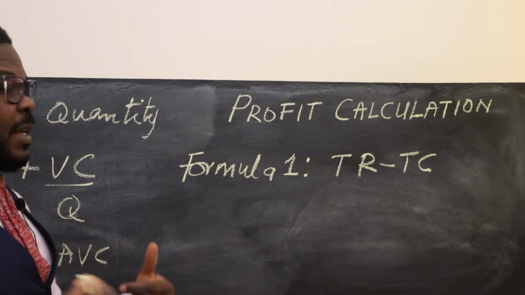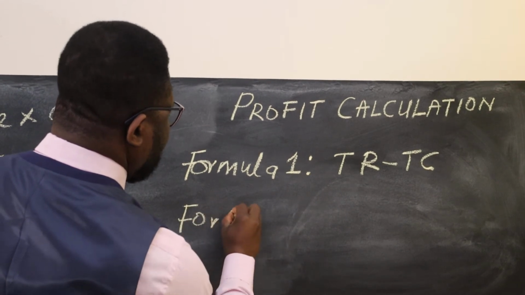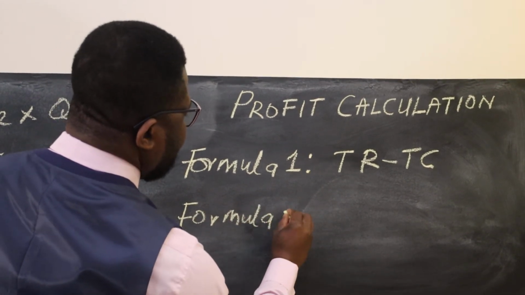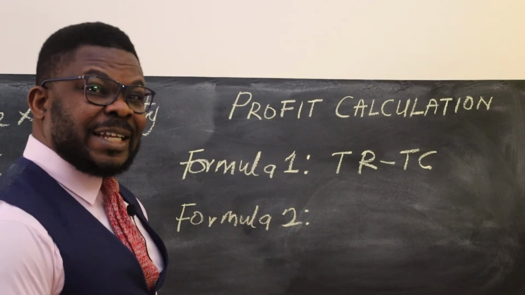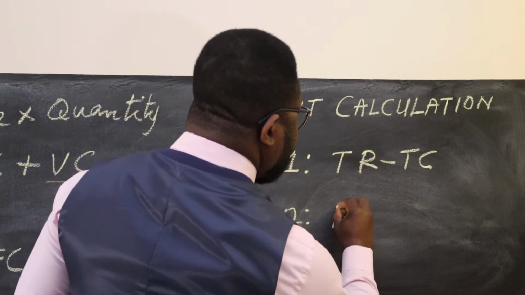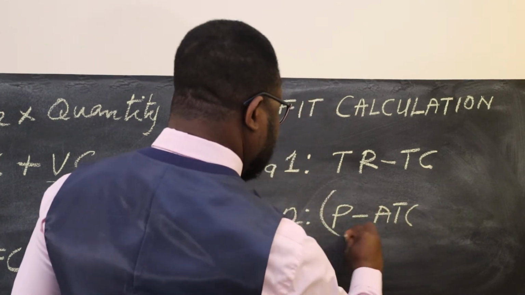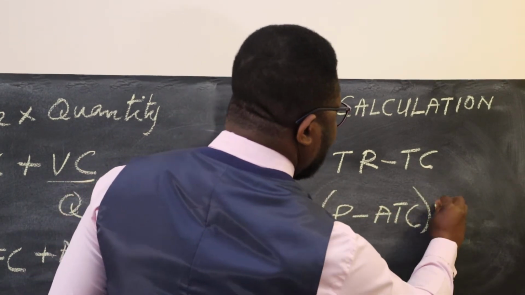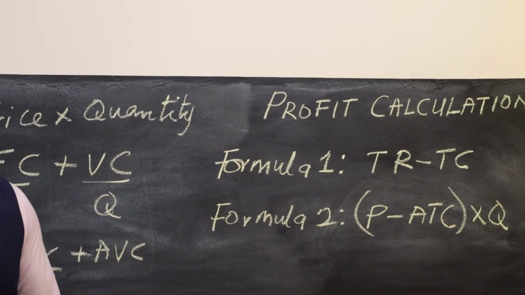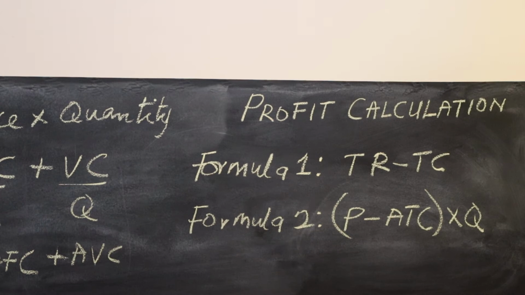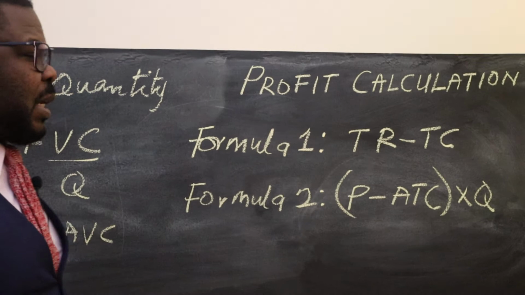What I'm concerned about today is the second one, which is a bit tricky. So formula 2. This one is a bit tricky. It is price minus ATC times quantity. Okay? That is formula 2. I'll explain how we came out with this particular formula.